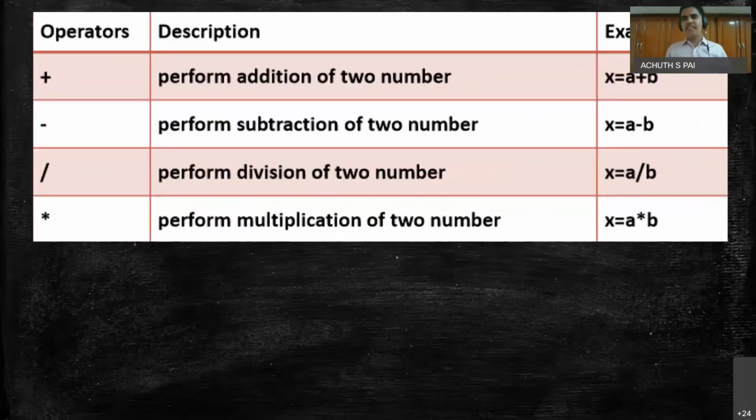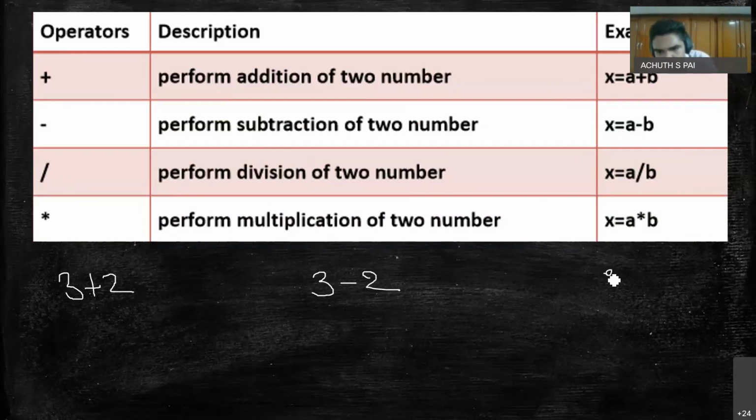See, I have divided the arithmetic operators into two slides so you can easily understand. The plus sign is used to add 3 and 2. That is the first operator. Second operator, the negative sign, it is used to subtract, 3 minus 2. And the third is used to divide two numbers.